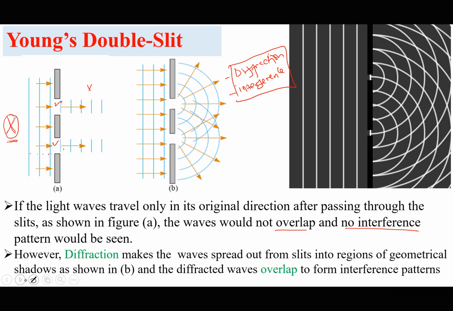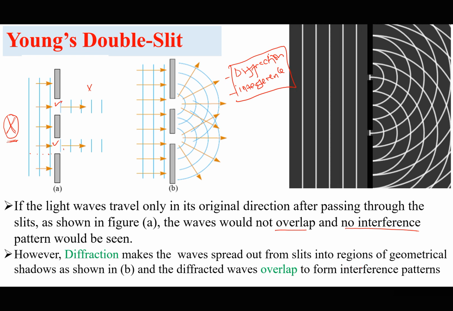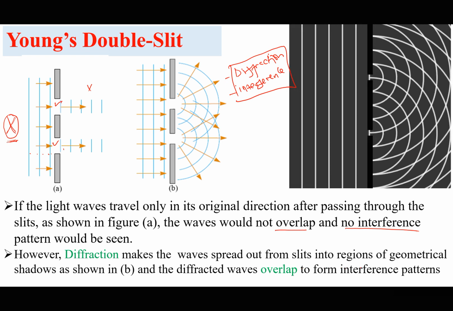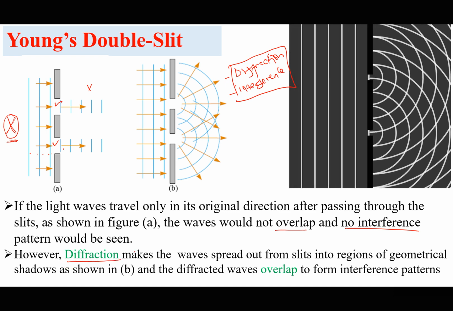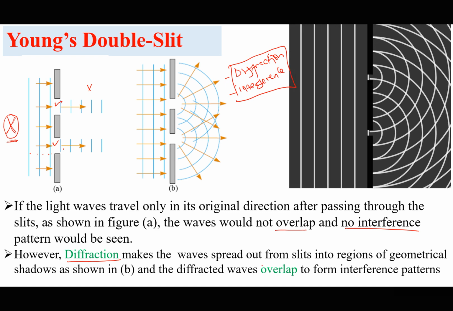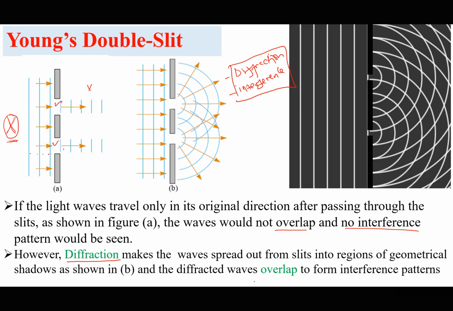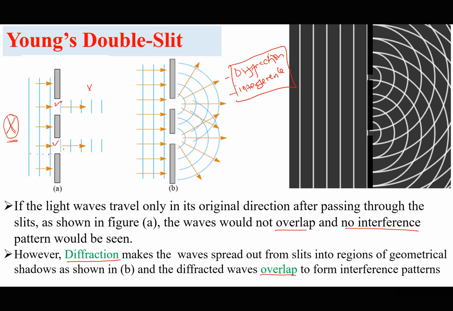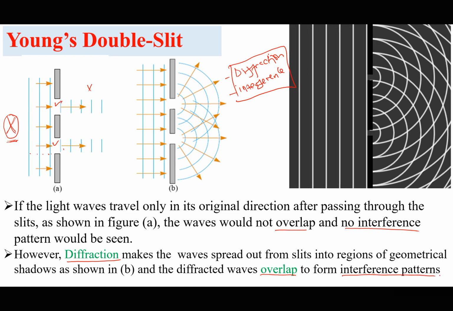So diffraction makes the waves spread out from the slits into regions of geometrical shadow. That is the role played by diffraction in the formation of the interference patterns we are going to see. Diffraction makes the waves spread out from the slits into regions of geometrical shadow, and the diffracted waves overlap. Now this is the role played by interference. Interference plays the role of overlapping. The diffracted waves overlap to form what we shall call the interference patterns.